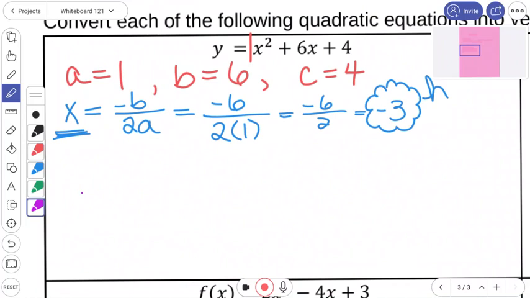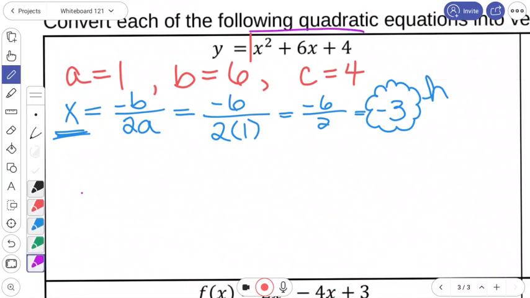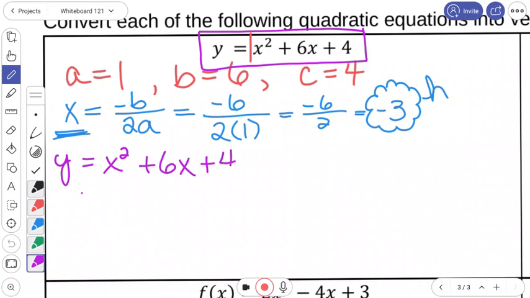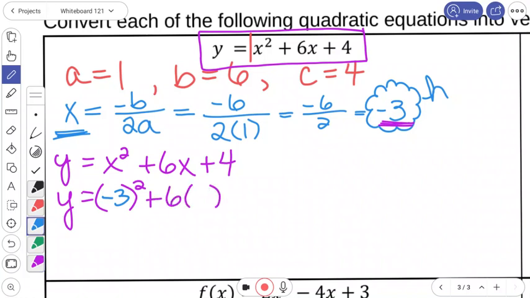All right, so let's take our standard form of the equation right here. I'm just going to rewrite it for you guys. y equals x squared plus 6x plus 4. That's our standard form. We're going to take this negative 3 and we're going to sub it in. y equals, instead of saying x squared, I am going to say (negative 3) squared. And I will always put parentheses around a value before I square it. Then we have plus 6, and instead of multiplying by x, we're going to multiply by negative 3 again. Remember, the x value we're using is negative 3.